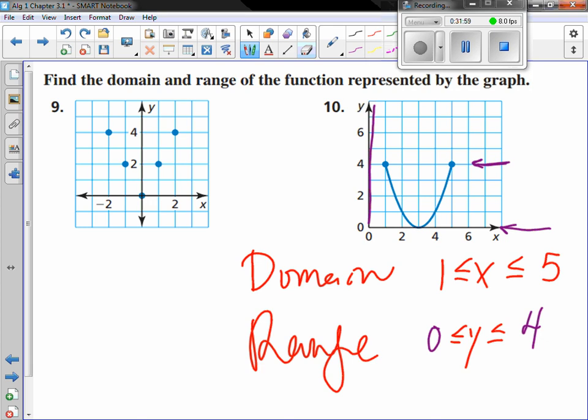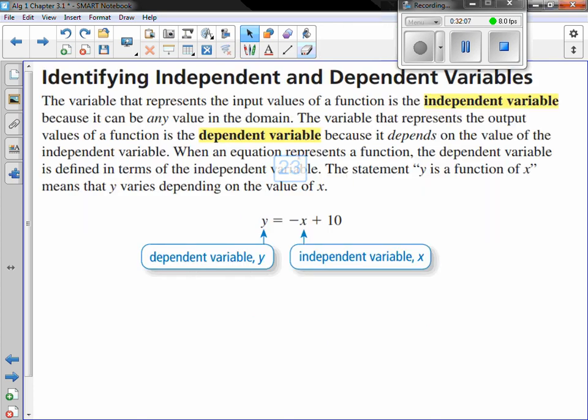Questions on this here? So I know we have a few more sheets. This here, I believe, is the last thing we're going to cover, independent and dependent. An independent variable, the variable that represents the input of the function, is the independent variable because it can be any value in the domain. The x values, the values we plug into the function, are independent. We can change that value.